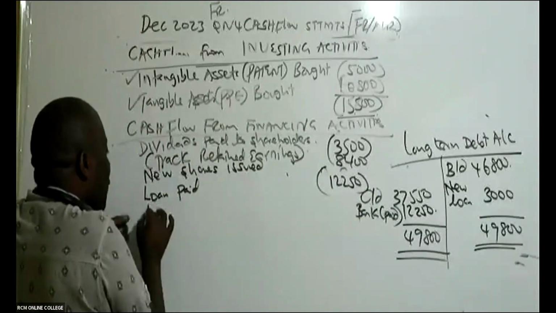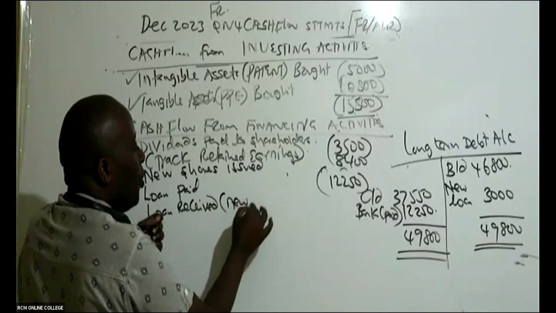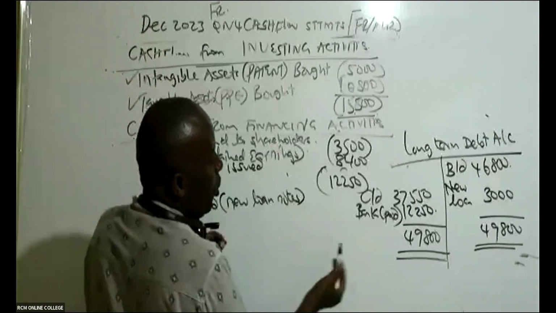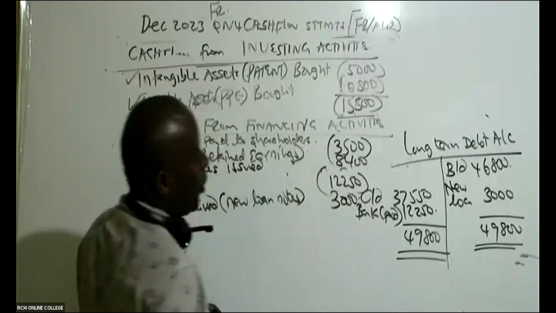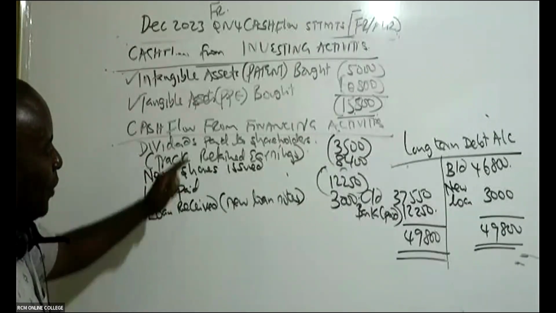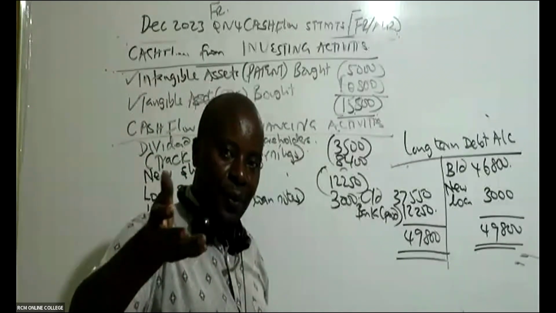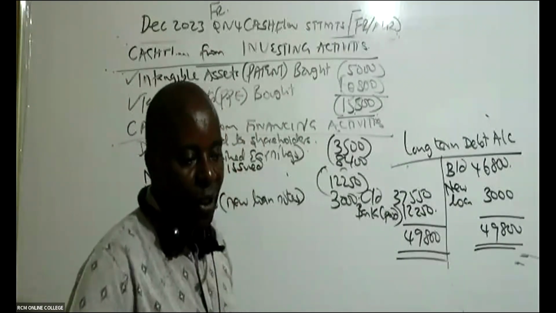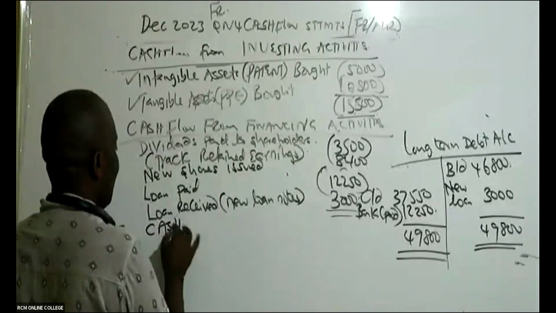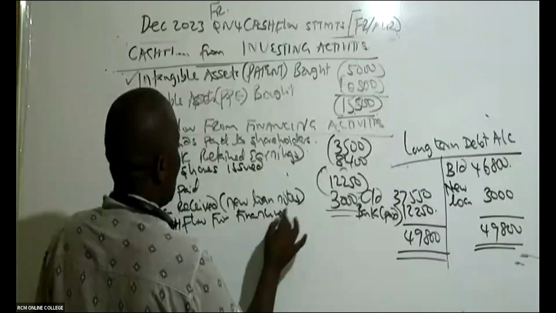But you see, we also received a new loan. Loan received because of new loan notes. So many guys will forget this one. The new loan note gave us 3,000 like that. So here we are looking at loan. For loan and the financing activities, you must tell us how much did we receive and how much loan did we pay. So is there somebody who is able to come and combine here and give us cash flow from financing activities?